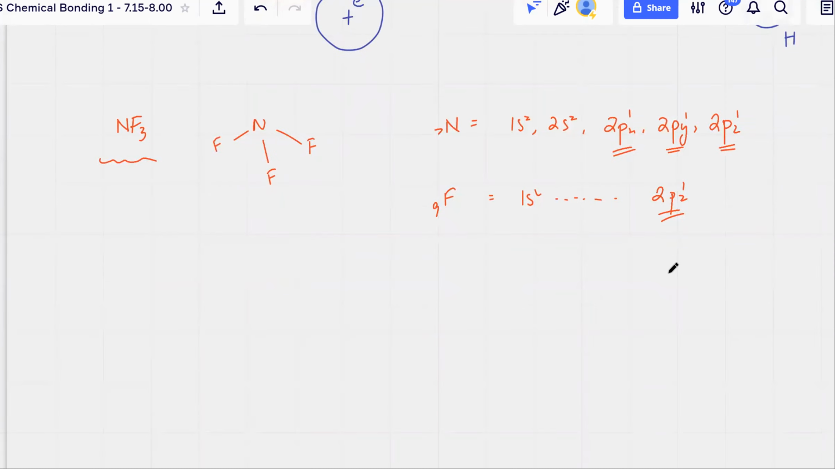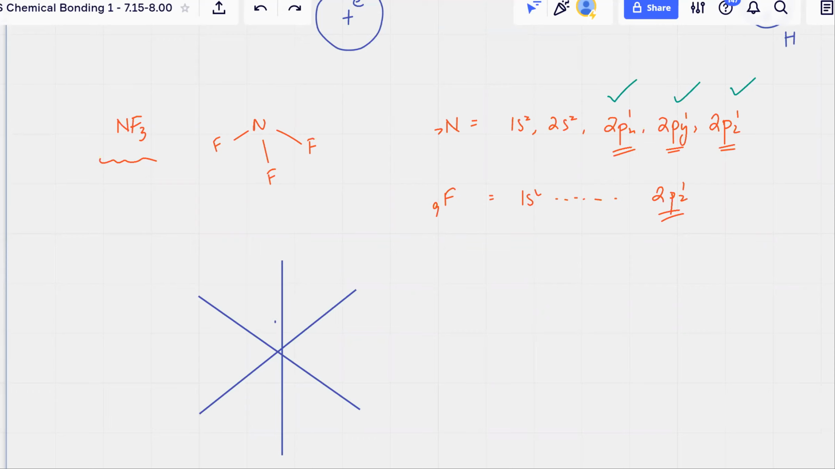So if I draw nitrogen, now nitrogen is going to be three-dimensional. It's got 3 p orbitals all lying on different axes, x, y, and z. So there's going to be an x-axis, a y-axis, and a z-axis. So 3 different axes. 2px, 2py, and 2pz. All the other orbitals are full, so they won't be involved in bonding, so I'm not drawing those.